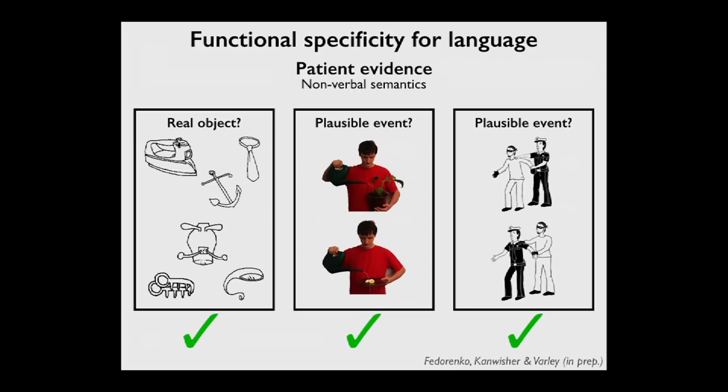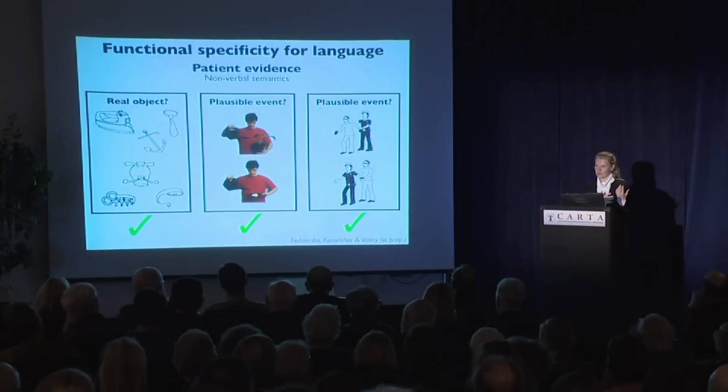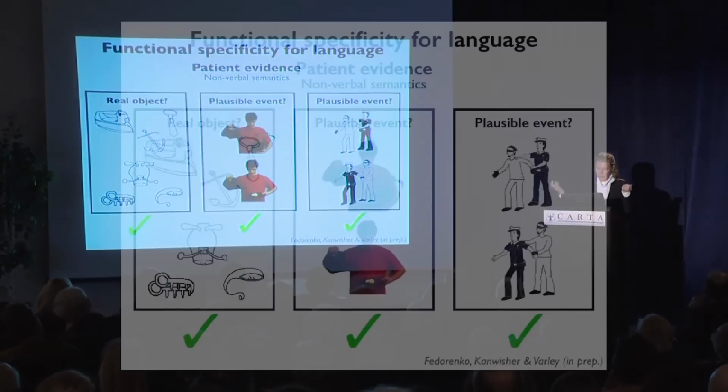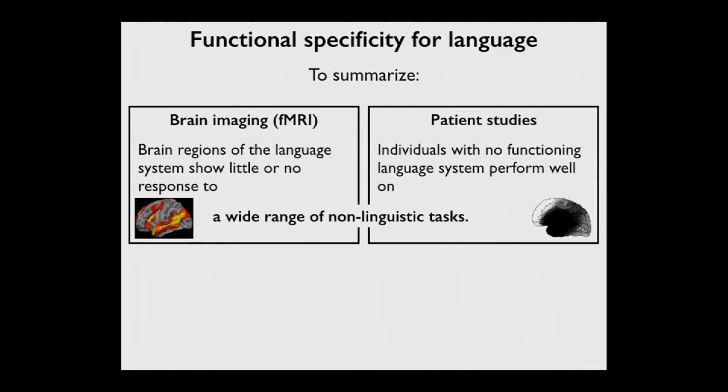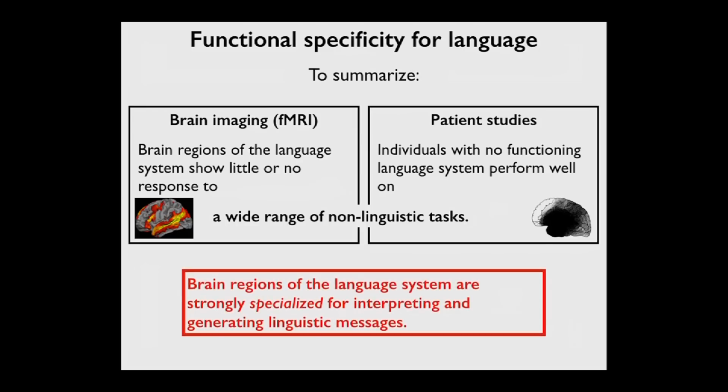So this suggests to me that these kinds of tasks can be performed without a functioning language system. And so even if our language system stores some abstract conceptual knowledge in some parts of it, it tells me at least that that code must live somewhere else as well. So even if we lose our linguistic way to encode this information, we can have access to it elsewhere. So to conclude this part, fMRI and patient studies converge in suggesting that the frontotemporal language system is not engaged in and is not needed for non-linguistic cognition. Instead, it appears that these regions are highly specialized for interpreting and generating linguistic signals.